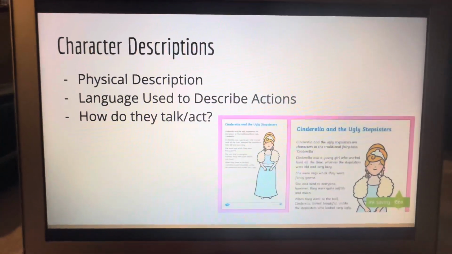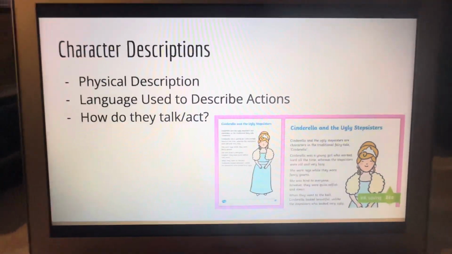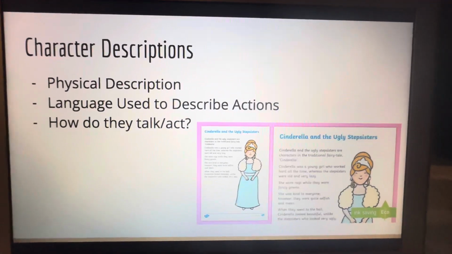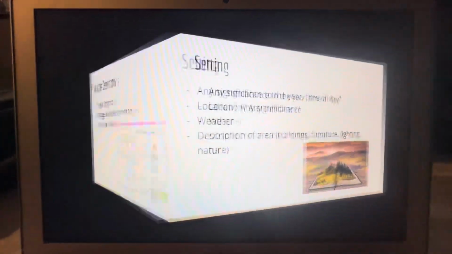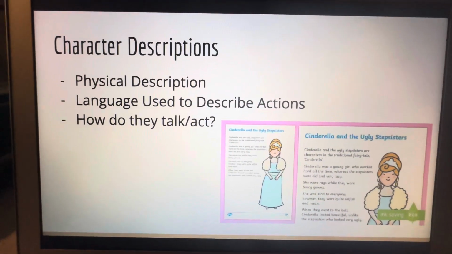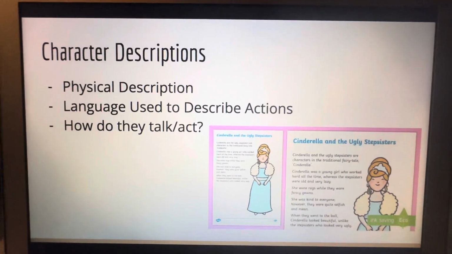Character descriptions. How does the author physically describe the character? Is he big and scary, or is he someone smaller who needs to be wittier to get through the story and the problems they're going to face?